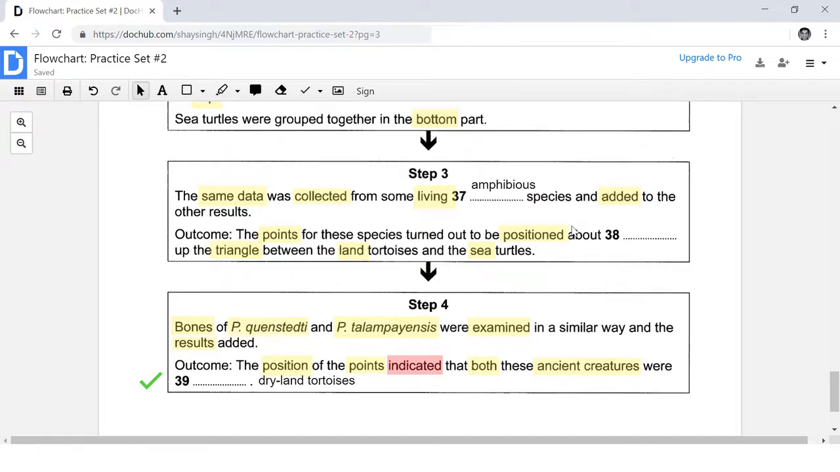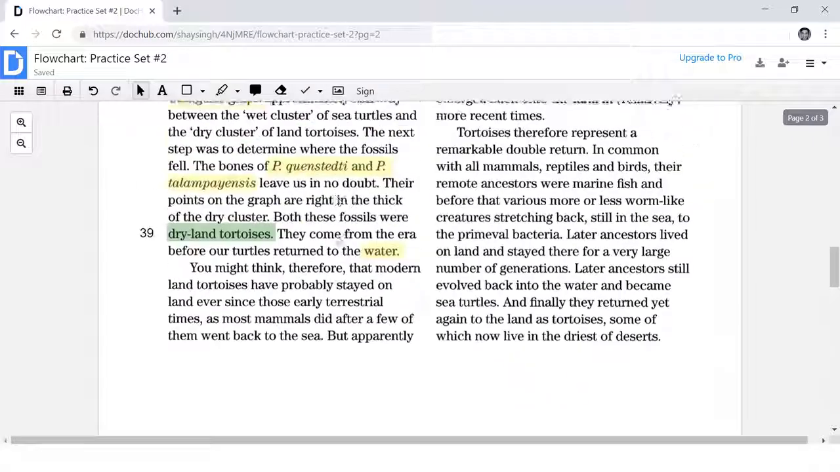Now we only have the last one left, number 38. The question says, the points for these species turned out to be positioned about dash up the triangle between the land tortoises and the sea turtles. Well, I remember just reading about that. We just read about that. Where is it positioned? I just told you. It's positioned halfway between the sea turtles, which appear on one side, and the land tortoises, which appear on the other side, right? Where does it appear? Where is it positioned?